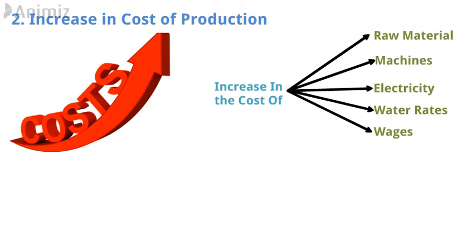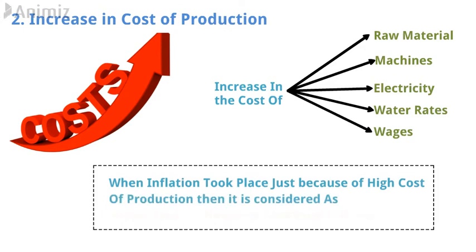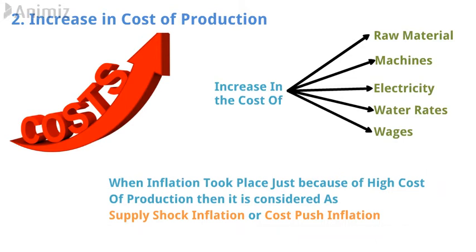When inflation takes place just because of high cost of production, then it is considered as cost push inflation or supply shock inflation, because if cost of production increases, then supply will definitely reduce. The third main reason of inflation includes three other reasons.